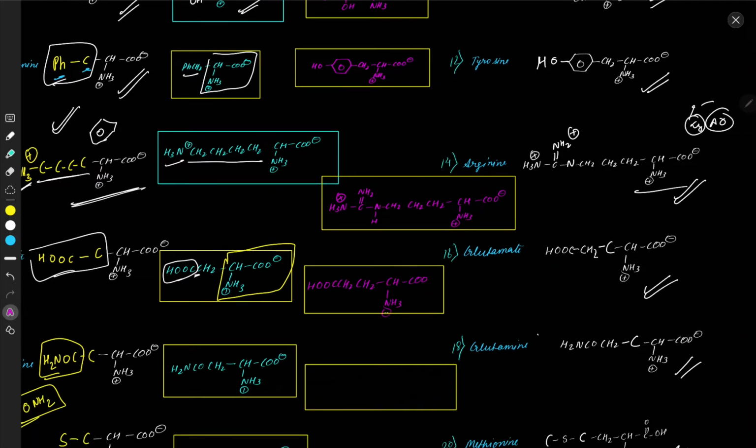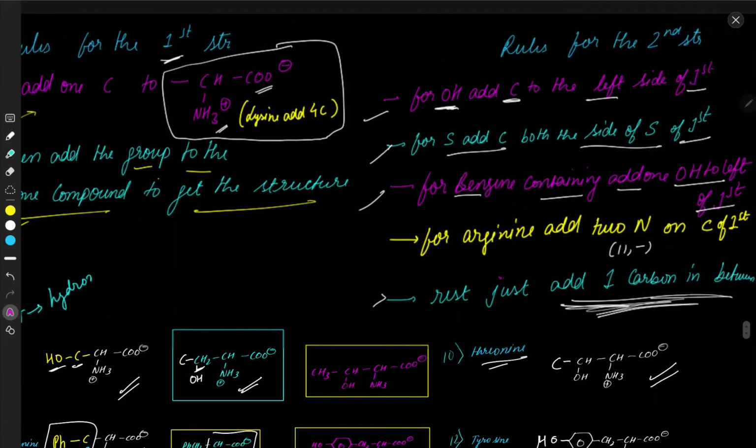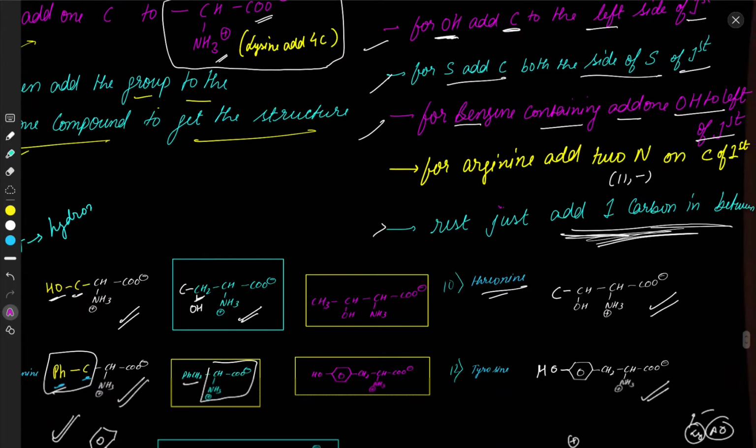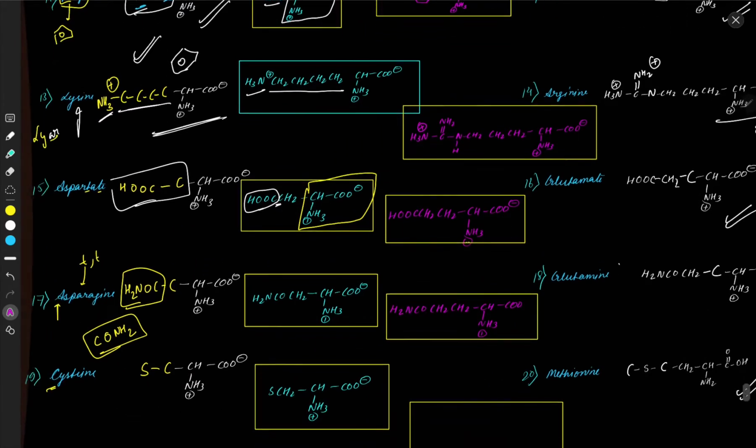Then let's check glutamate. Glutamate structure. Yes, definitely right. You have to add one carbon in between. See, you have to memorize these things: 1, 2, 3, 4, 5. You have to just memorize 5 rules and you will get hold of everything. See, for remembering the second structure, you have to memorize the first structure. This is the first structure.